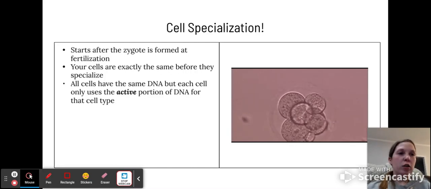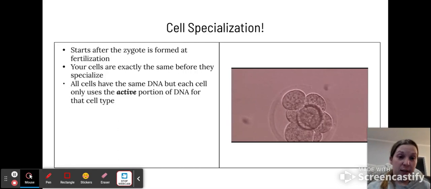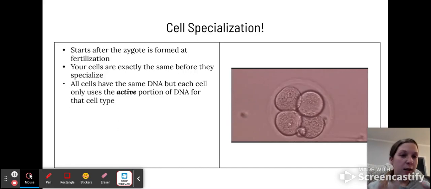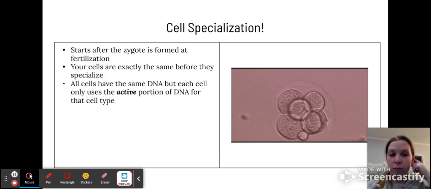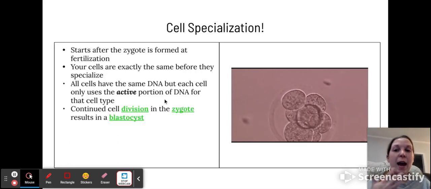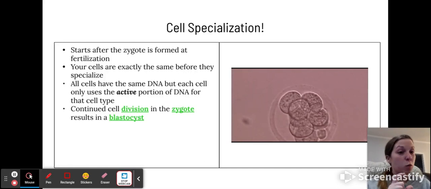The ones that are used for like the nervous system will only have the active portion working that allows them to send nerve messages to the brain. So they have it all, but they have one specific part that's working.